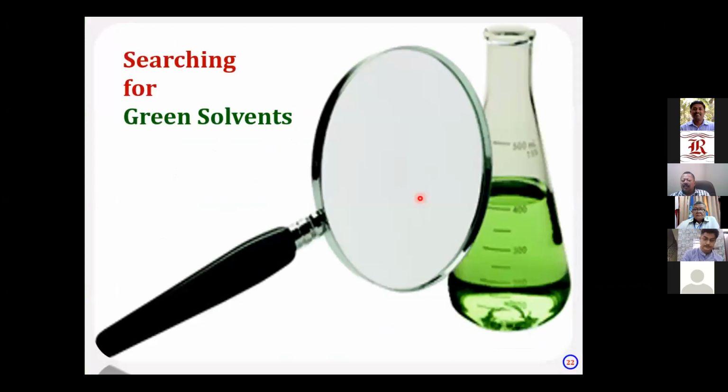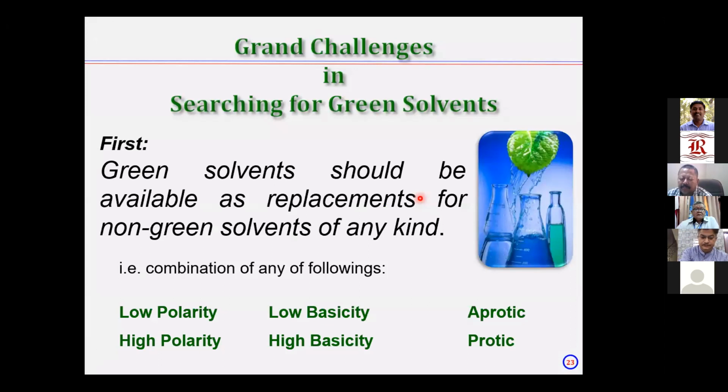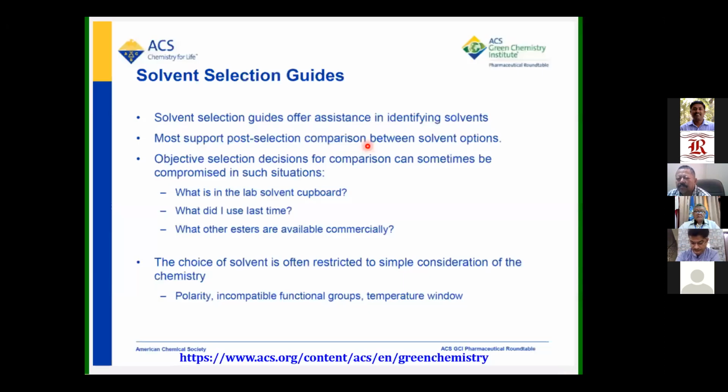So if you are convinced that yes, we should look for alternative and environmentally benign solvents, what are the challenges when we look? We need them in different natures, protic, aprotic, different polarity, different basicity, and above all, we need a certain combination. For example, we are looking for, let's say, low polarity, high basicity, and an aprotic solvent. So when you have more and more restrictions and combinations, it is difficult. Our search becomes more and more intense, and the probability is narrowed down.